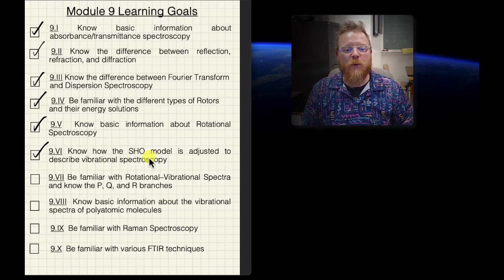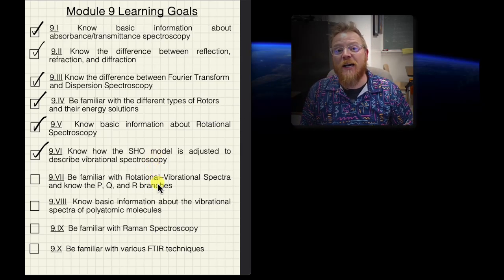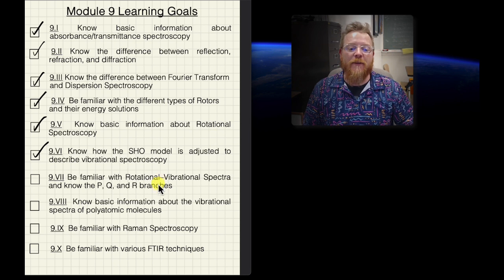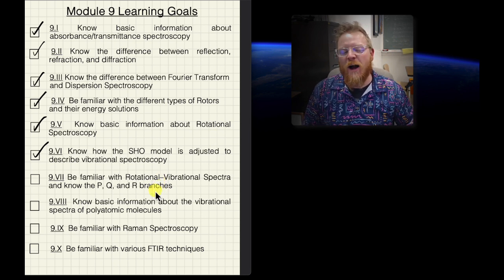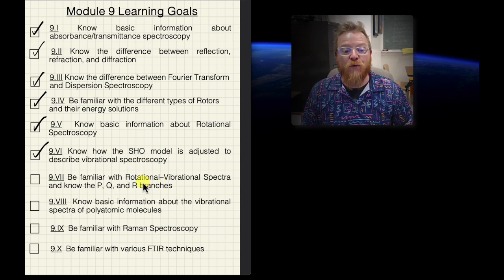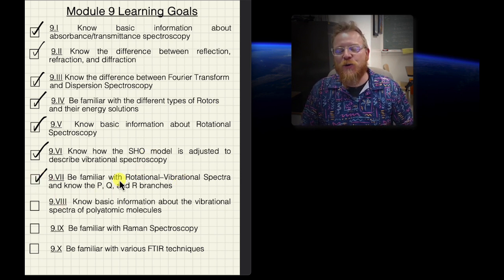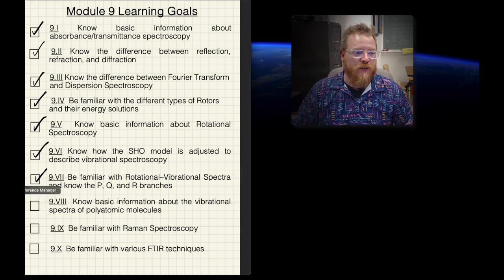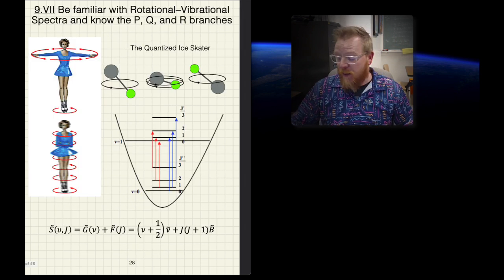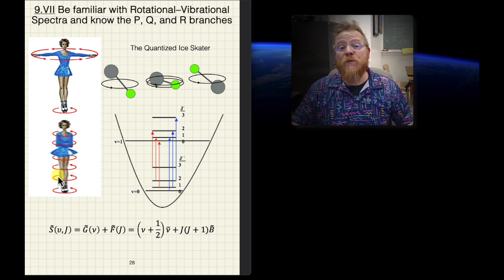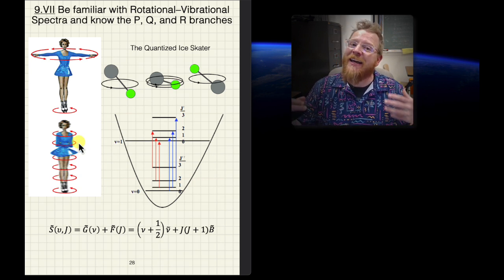Okay, folks, continuing along. So we're going to discuss gas phase FTIR spectroscopy, or sometimes that's referred to as rotational vibrational spectroscopy. And with that are going to come the very famous P, Q, and R branches. So let's go for it. So this rotational vibrational spectroscopy is primarily dealing with vibrational spectroscopy of gases.